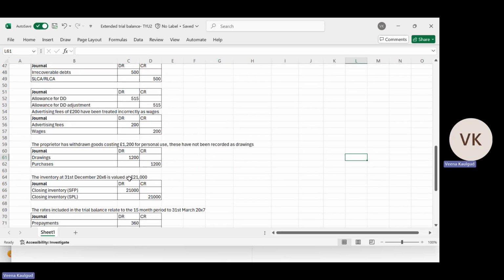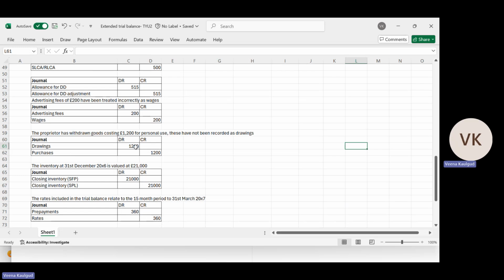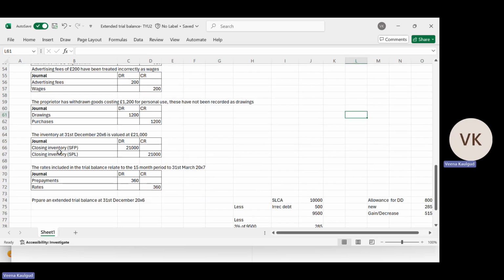So the proprietor has withdrawn goods costing 12. This is done. Next one is inventory. So the closing inventory, the inventory at 31st December. The date says that it's the closing inventory. It is valued at 21,000.